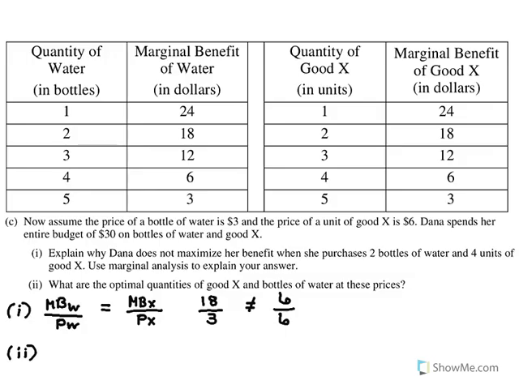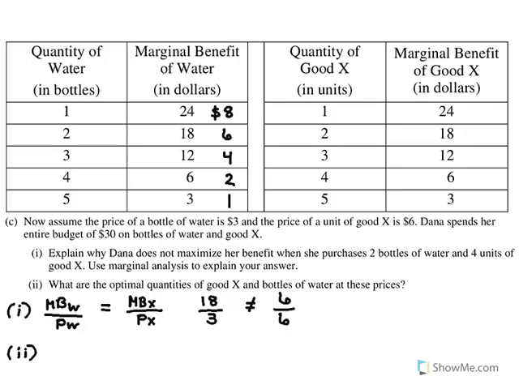So we know that the price of a bottle of water is $3. And so what we're going to do is take all of these prices and divide them by 3. So we have 8, and then 6, and then 4, and then 2, and then 1. So those are going to be our marginal benefit per dollar spent there.